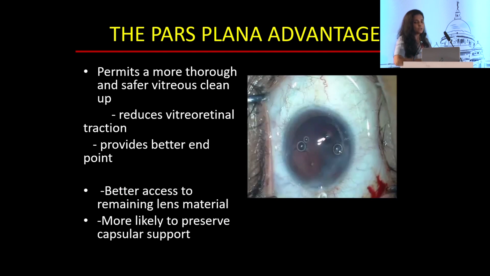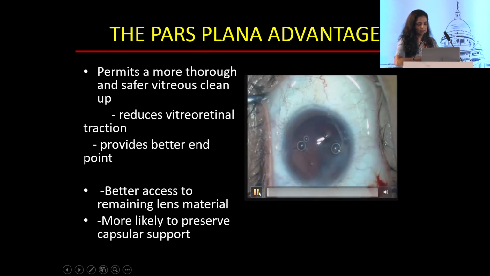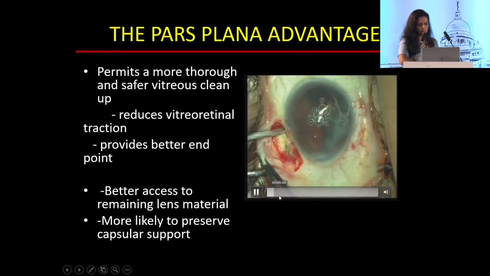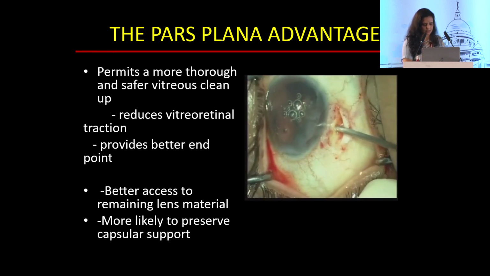The pars plana approach to do an anterior vitrectomy is preferred by some and is of an advantage because it reduces the vitreoretinal traction and provides a better endpoint. You get better access to the remaining lens material and you're less likely to damage the anterior capsule. So it is not very difficult to master this technique.